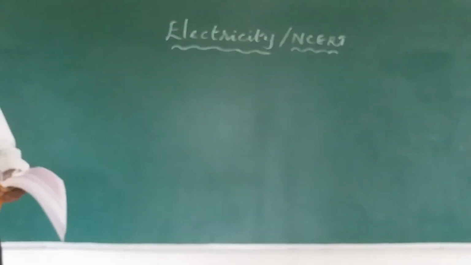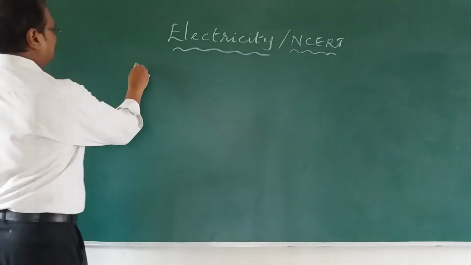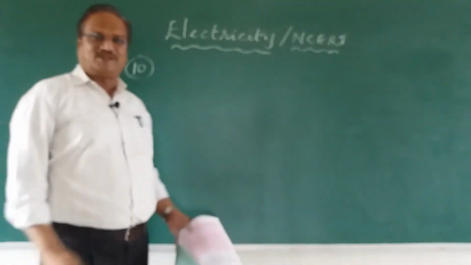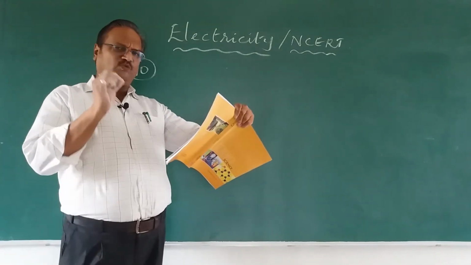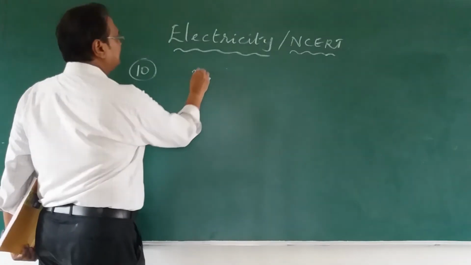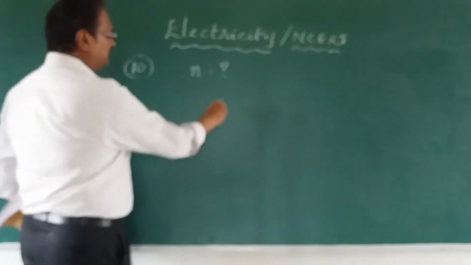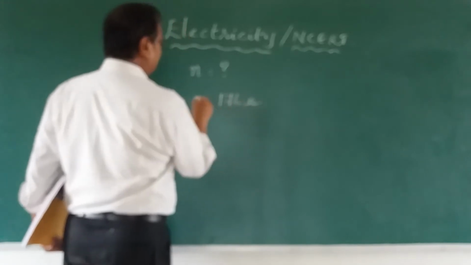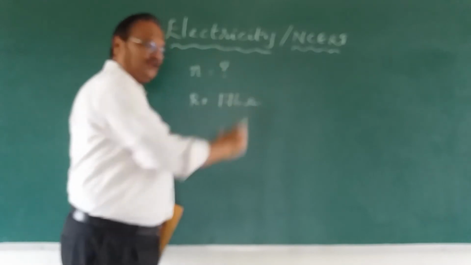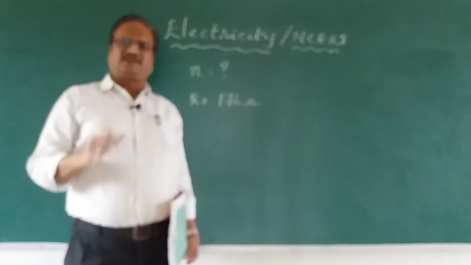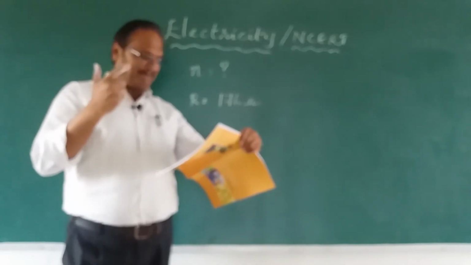Then which problem should I do? Now let me come to the 10th problem. Listen carefully, very interesting. How many? N is equal to how many? 176 ohm resistors. How many 176 ohm resistors? It looks like a very big number, nothing. They are going to be connected in parallel.